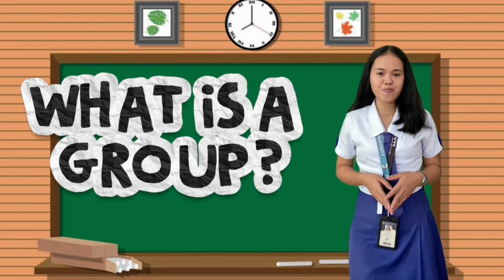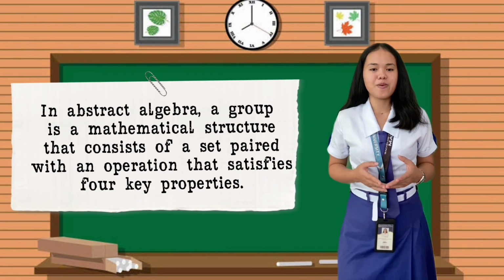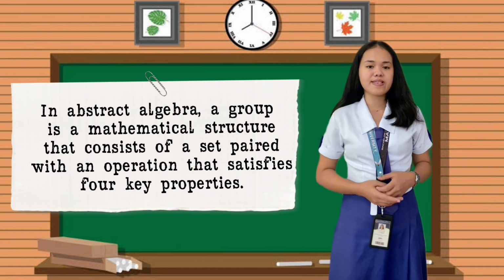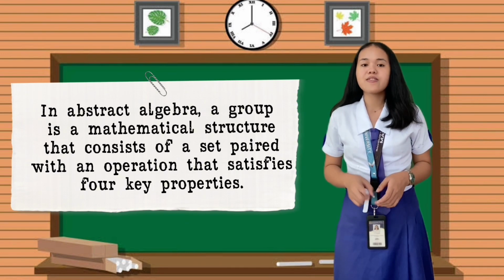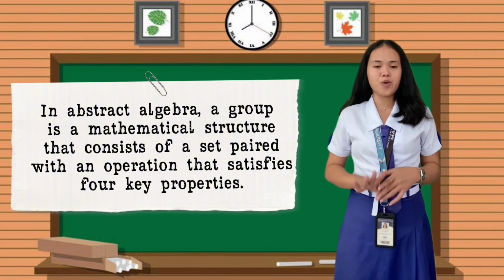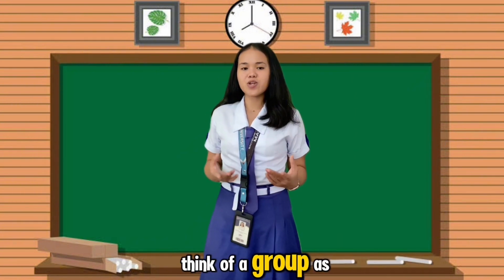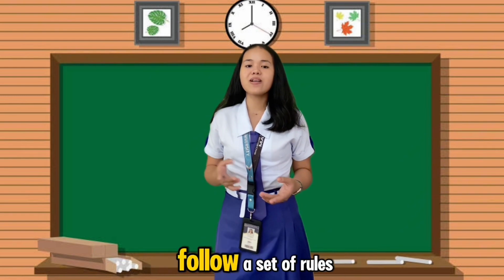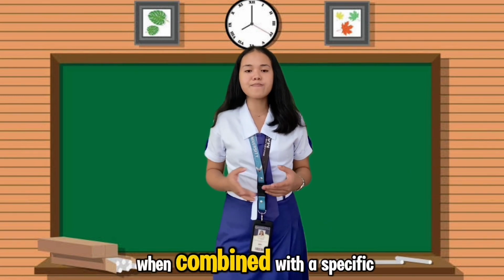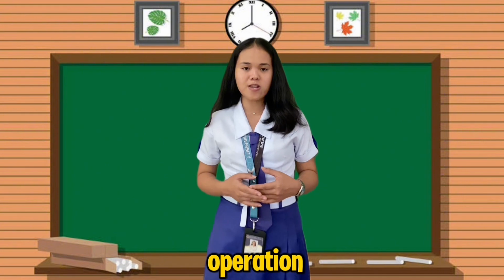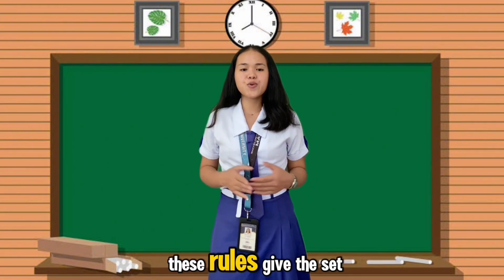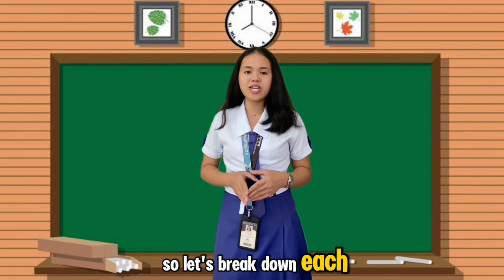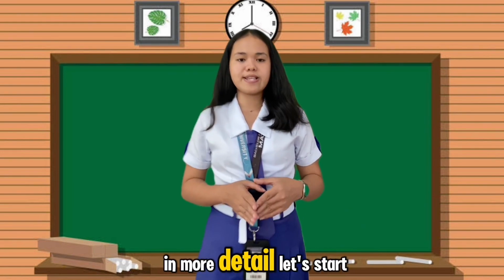What is a group? In abstract algebra, a group is a mathematical structure that consists of a set paired with an operation that satisfies four key properties. Think of a group as a set of elements like numbers or shapes that follow a set of rules when combined with a specific operation. These rules give the set structure and order. So let's break down each of the four properties in more detail.